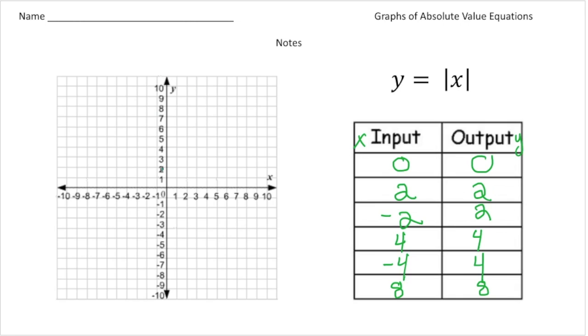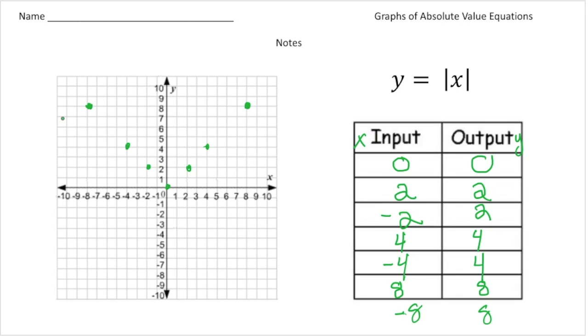All right, so let's graph these. So we have point 0, 0, and then we have point 2, 2, point negative 2, 2, and then we have 4, 4, and negative 4, 4, and then 8, 8. Now I'm going to add one more point at negative 8. So when x is negative 8, I know y is going to be also 8. So let's put a point at negative 8, 8.